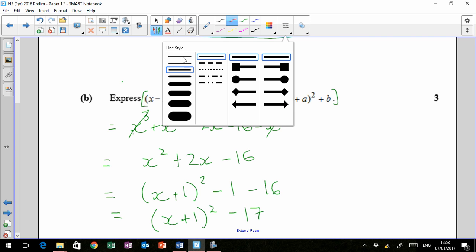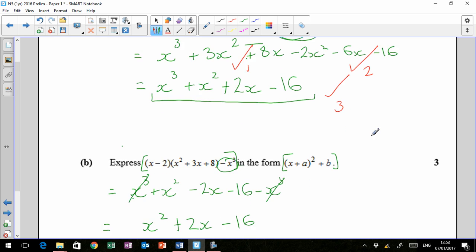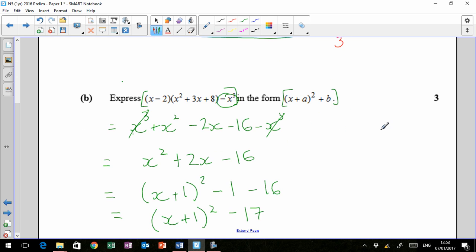Okay, now your marking. Up here, the first mark is for calculating the first 3 terms, so multiply everything by x. The second mark is doing the next 3 terms correctly, and then the third mark is for collecting them together. So that's the mark I wouldn't have got there. Down here, the first mark is for substituting and then simplifying to here. The second mark is for getting the bracket correctly, and the third mark is getting your negative 17 at the end.